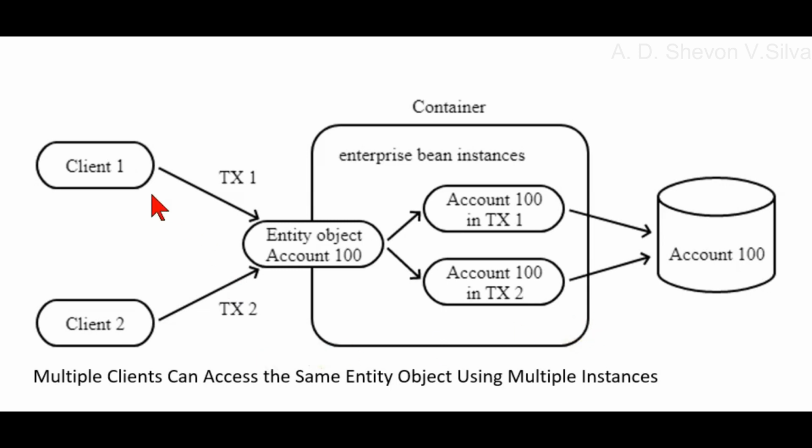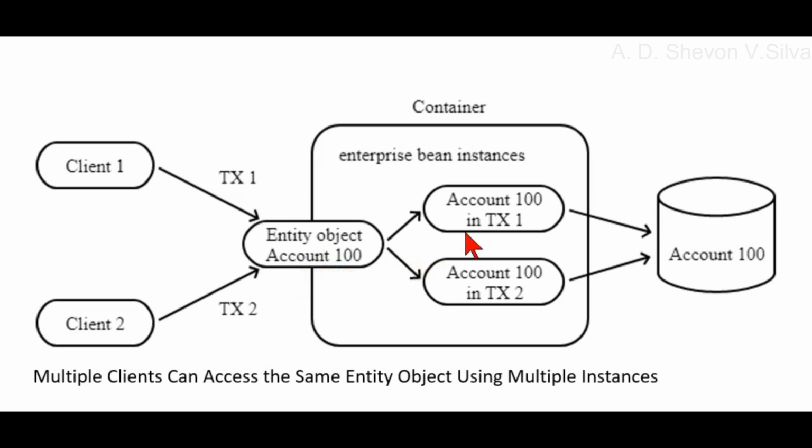Here you can see client 1 and client 2 are connected to entity object account 100. Here client 1 is connected to entity object account 100 via TX1. Client 2 is connected to entity object account 100 via TX2. Entity object account 100 is connected to the container.